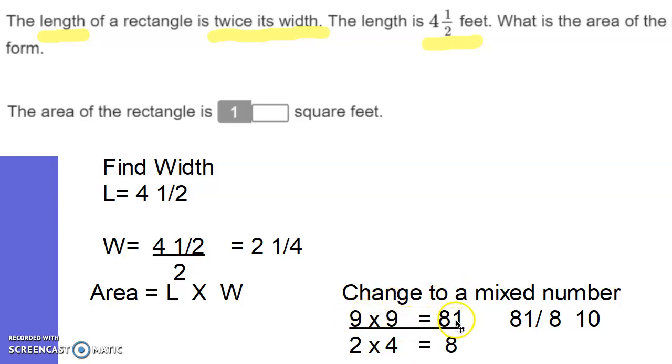9 times 9 is 81, and 2 times 4 is 8. When we're looking at this, you can see the 81 is on top, divided by the 8. 8 goes into 80 10 times, and you should be able to figure out what comes next.